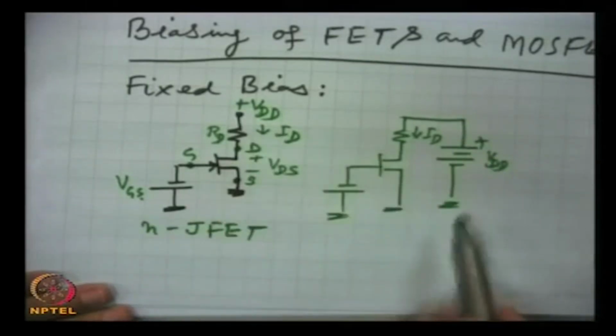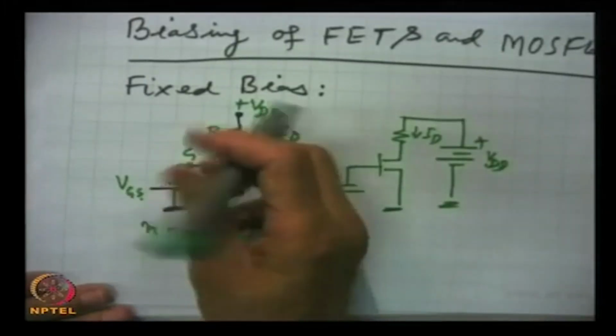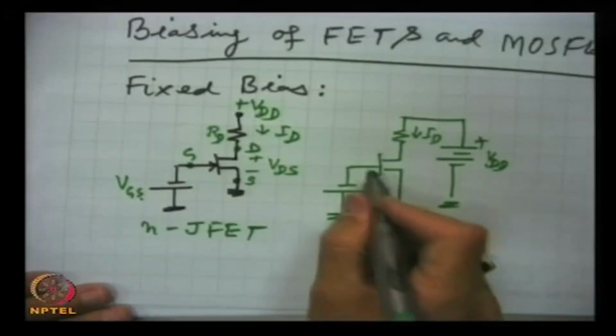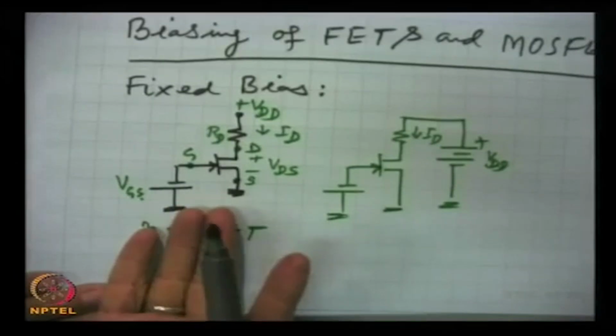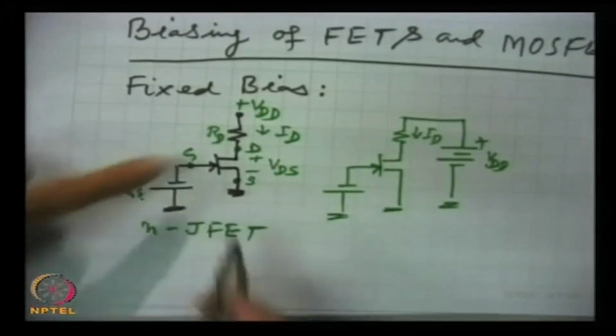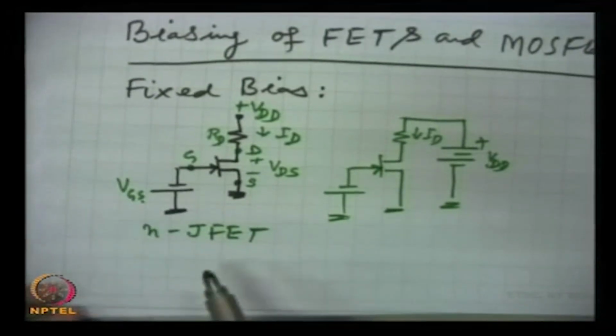Same thing. But there is no need to show this like this. It is always implied that one terminal of the battery is here, other is grounded. So, we continue with this simpler design which is much more frequently used than this. So, this is the fixed bias, and here why fixed?